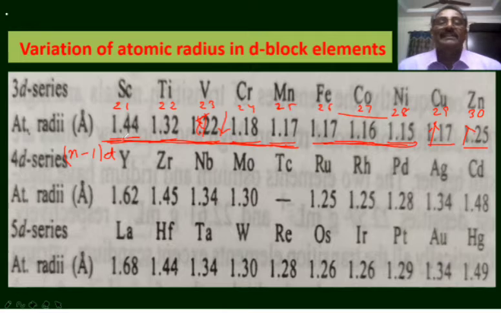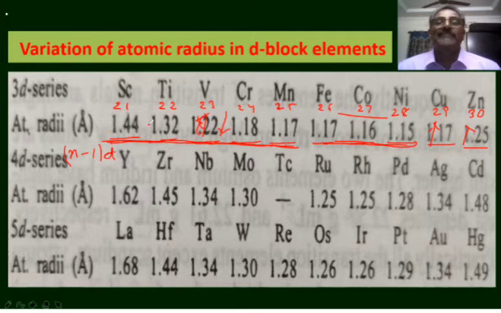The differentiating electron is entering the inner shell. That is, the inner shell d orbital is successively filled in all these d block elements. In the fourth period, the 3d shell is being filled. The fourth shell is the outer shell, and the third shell is the penultimate shell. That is, the d orbital of the penultimate shell is being increased.